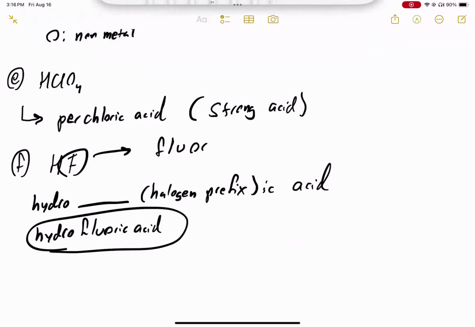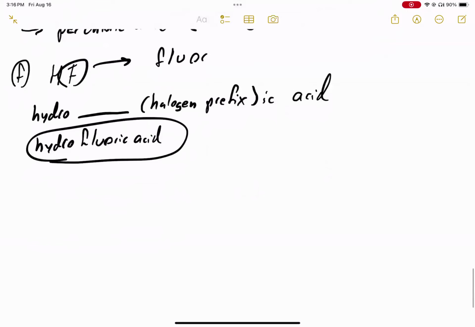All right. And then the next one is going to be HCl. This is going to follow the exact same schematic as example F. This becomes hydrochloric acid, and this is another strong acid, so I will commit this to memory if I were you.